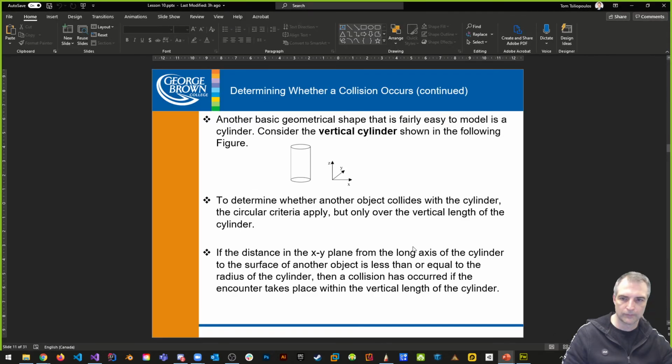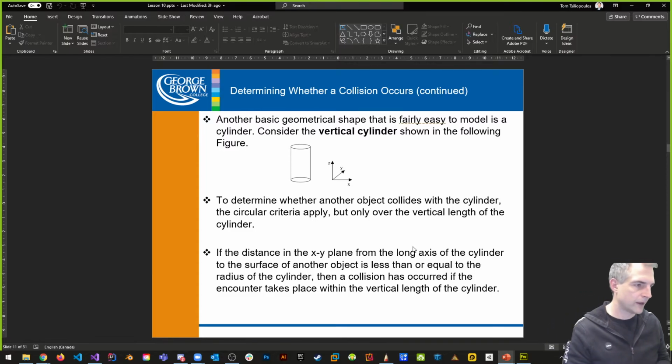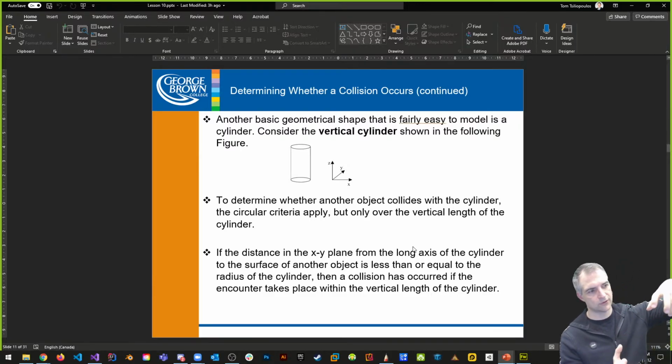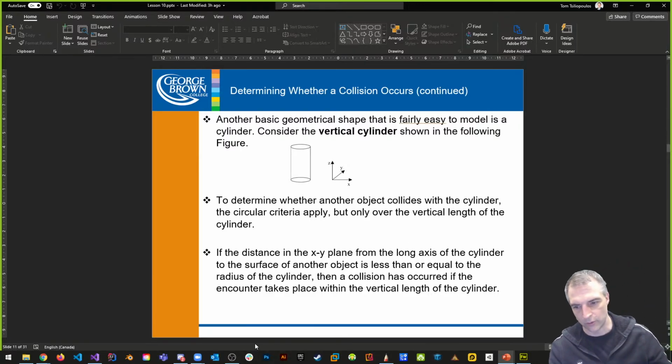Another basic geometric shape is the cylinder. If you think about a cylinder, it's just a rectangle, and the cylinder has two circles at each end, a circle at the top and a circle at the bottom. With a cylinder, really what we're doing is sweeping the circle in 3 dimensions. We're moving the circle so that it goes in 3 dimensions.